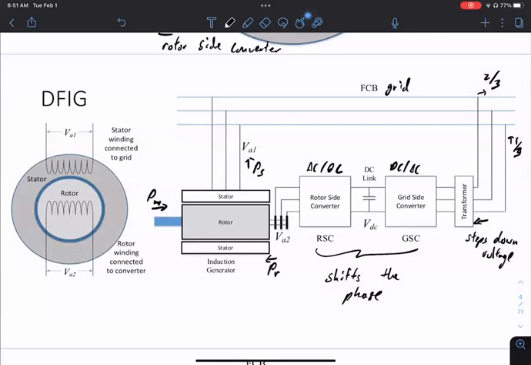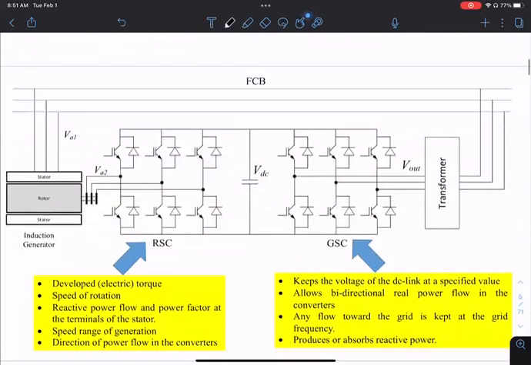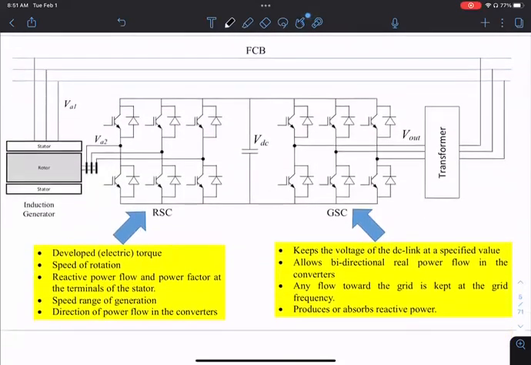So these are converters. Again, these are 3-phase converters, so I'm just going to draw a reference diagram for 3-phase. On the rotor side converter, what does it do? Well, there's some developed torque. Let's try to control the reactive power flow, and let's try to control the direction of current flow on the rotor side.